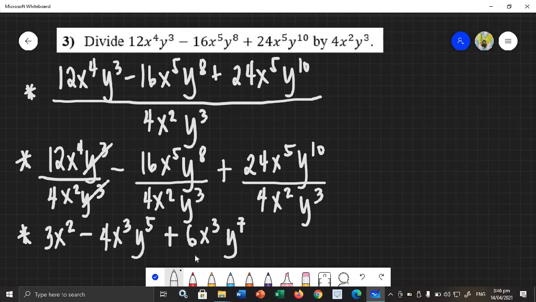No? So now, that is your quotient. Yan na yung quotient niyo. Wala naman tayong pwedeng pagsamahin na terms kasi walang magkamukhang literal coefficient. So the answer is 3x raised to the second power minus 4x raised to the third, y raised to the fifth plus 6x raised to the third, y raised to the 7th power.